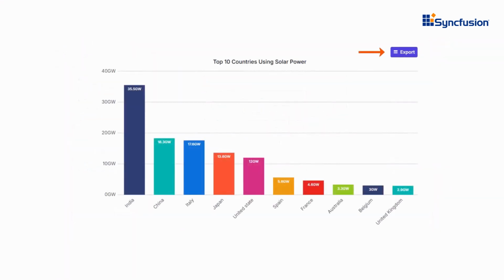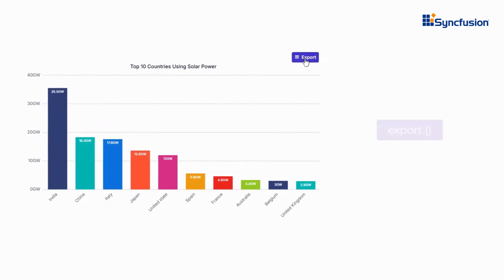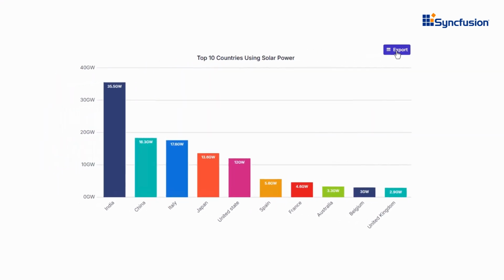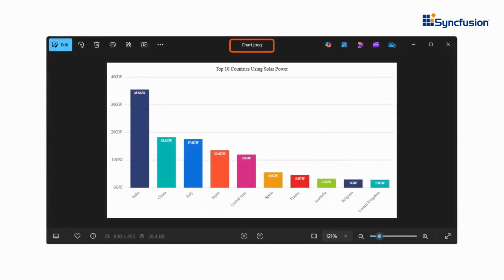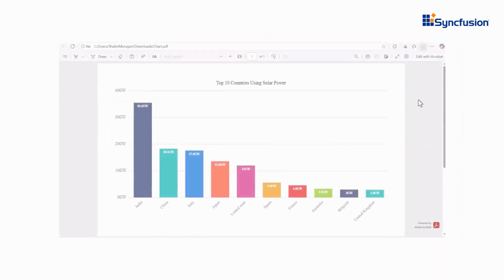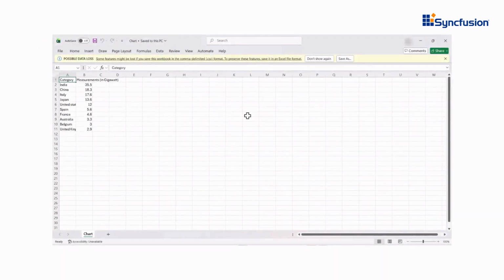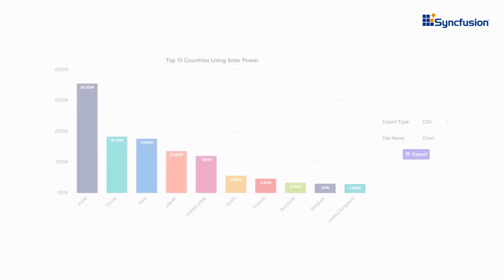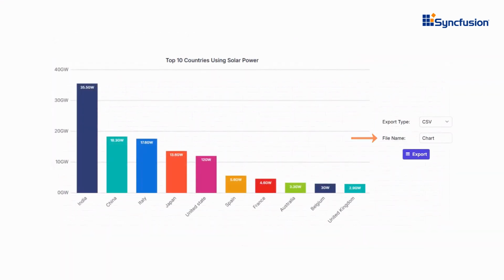Let's start with exporting. Syncfusion React Charts lets you export a rendered chart with the export method. You can save charts as images like JPEG, PNG, or SVG, generate PDFs for documents, or export the chart data to Excel or CSV formats. Just choose the export type and file name, and the chart is ready to download.